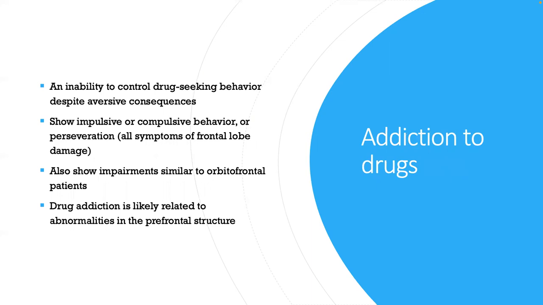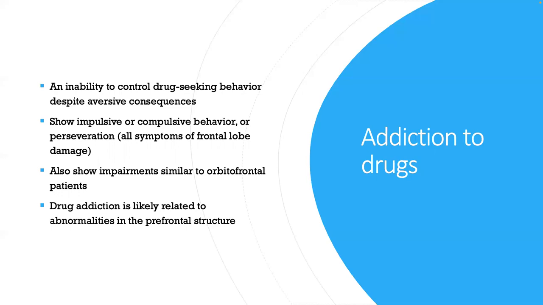Addiction to drugs. It's classified as an inability to control drug-seeking behavior despite aversive consequences. That is kind of just the definition of drug addiction listed. So people addicted to drugs typically show impulsive or compulsive behavior or perseveration, which are all symptoms that we've discussed so far of frontal lobe dysfunction.